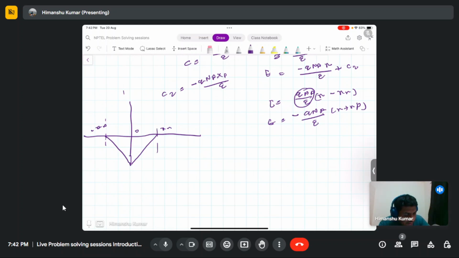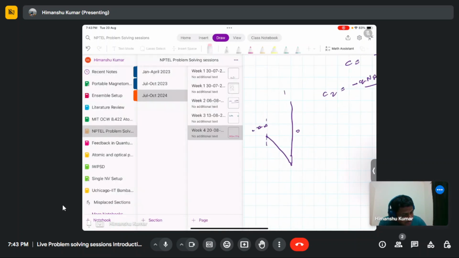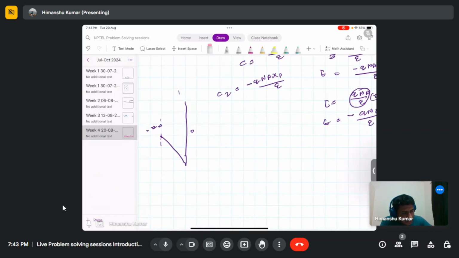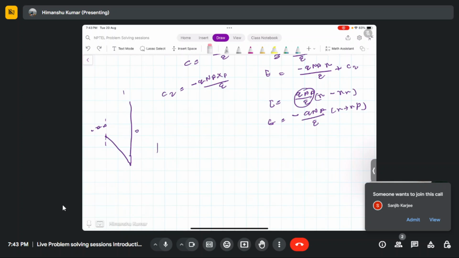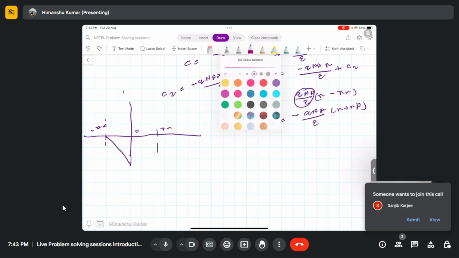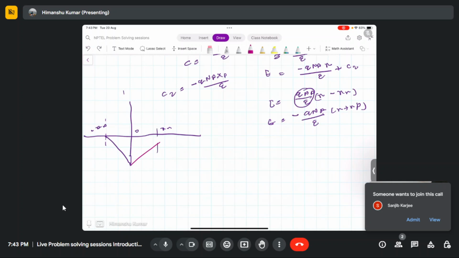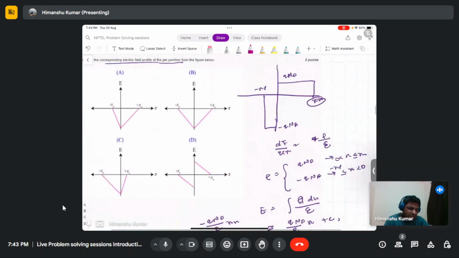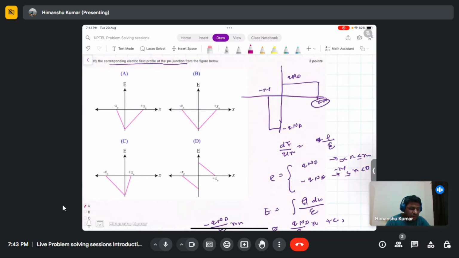Ideally I should draw it a little bit to scale. This side width will be a bit larger because ND is less than NA. So this will have a sharper profile. So you can choose from the options like this.